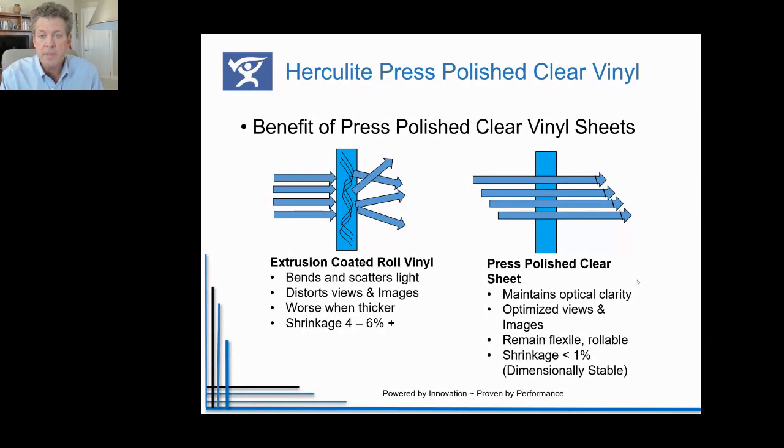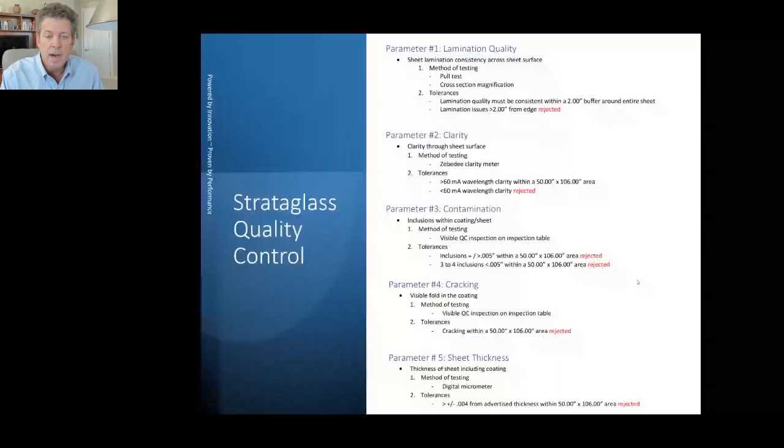The product has to be perfect within a 2-inch buffer around the edge. And if there's any areas of the sheet that go beyond that 2 inches from the edge on a lamination, it's rejected. The next thing we check is clarity, and we have a machine actually called a Zebedee clarity meter that we hang the sheet in, and we measure the clarity of the sheet using light. And there's a tolerance there of 60 milliamp wavelengths that tells us that the clarity is acceptable. Anything below that is rejected in clarity.